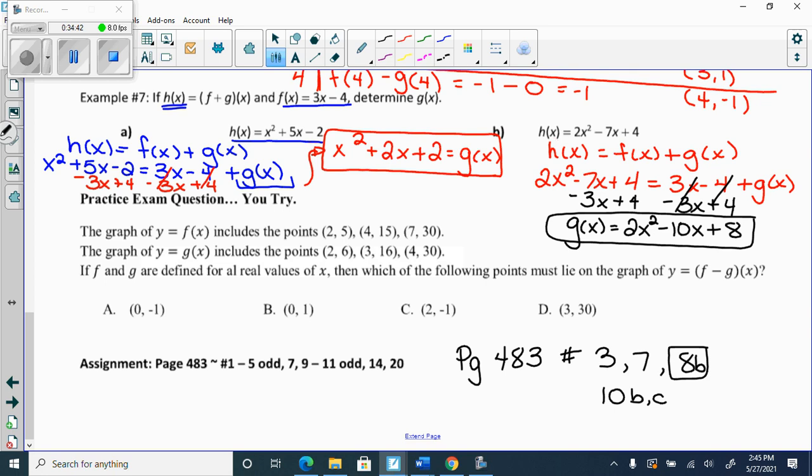I want you to do 8B, but there are 3 parts, so you're going to get 3 graphs. So 8B is going to involve 3 graphs. One of them is going to be f plus g, so you go through, make a table of values, do what we just did for f plus g, then one for f minus g, then one for g minus f.